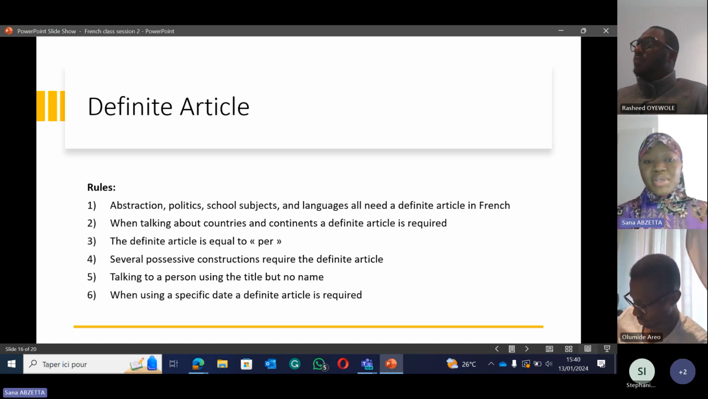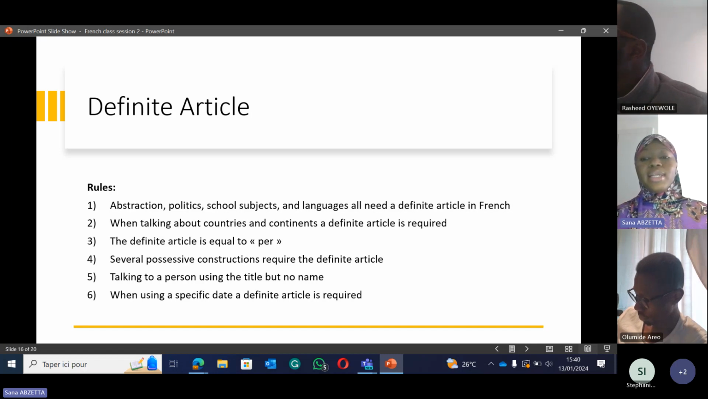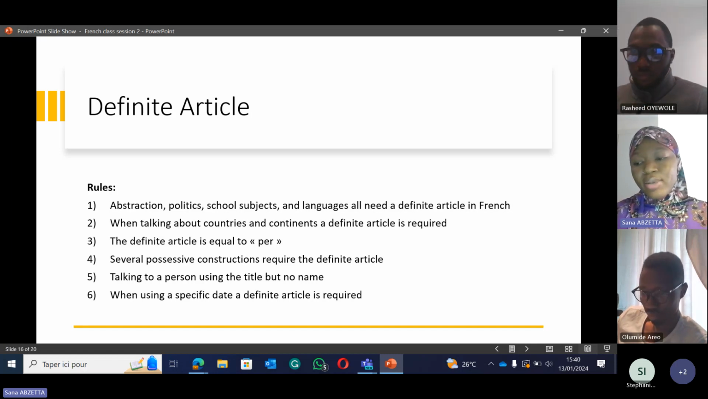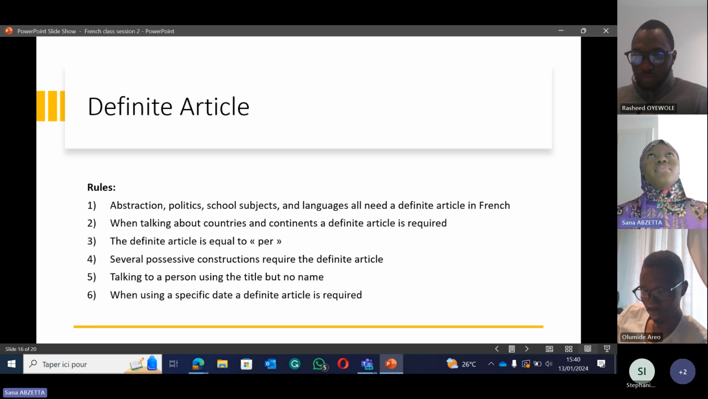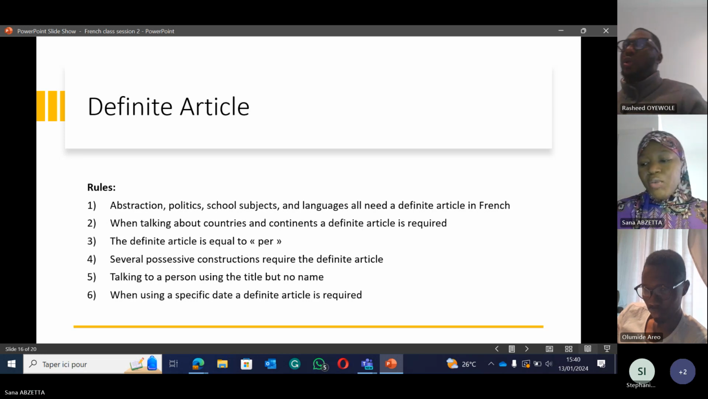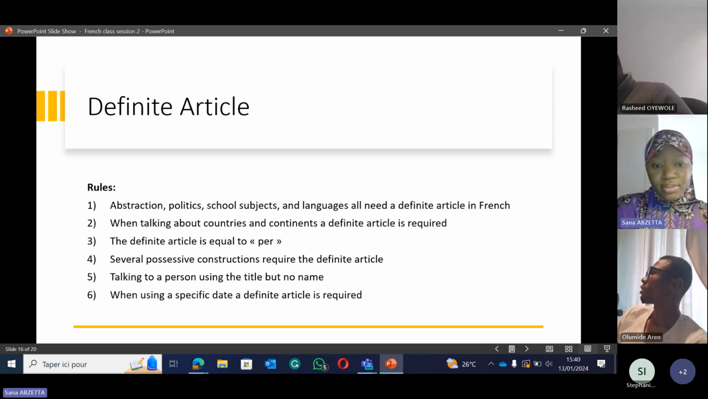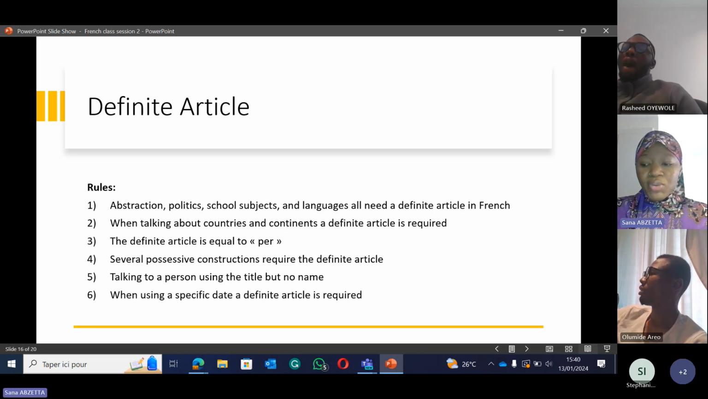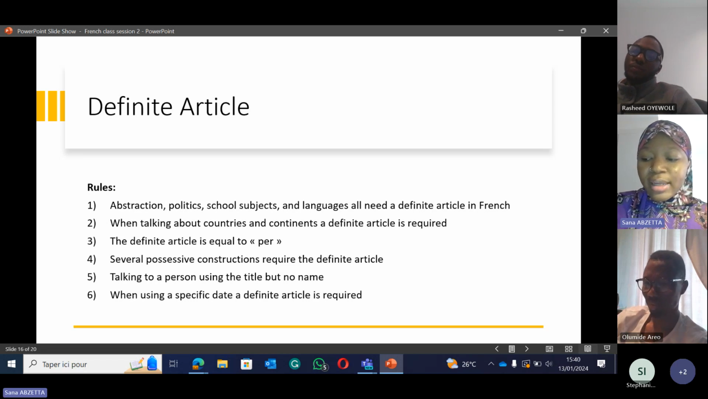So I say that if you want to talk about school subjects, languages, politics, you need to add an article. You want to say, I do not like mathematics. If you want to translate it, you will just say, je n'aime pas les mathématiques. The article les is required. But in English, it's not. If you want to say Nigeria is a beautiful country, there is no article before Nigeria. But in French, you have to say le Nigeria est un beau pays.